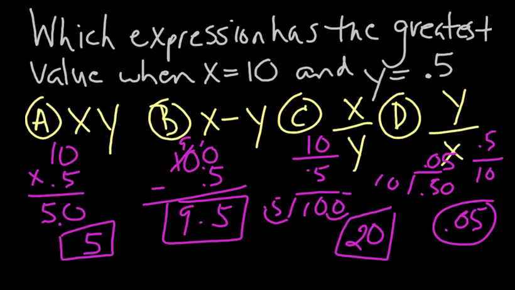Number C, when you do 10 divided by 0.5, remember top number into the box, 0.5 out here, move the decimal over, up. When you divide, you get 20. When you divide 0.5 by 10, you put 0.5 in the box, top number in the box, 10 out here, 10 goes into 0.5, you have to add a 0, 0.05 times. So the answer to this is C.